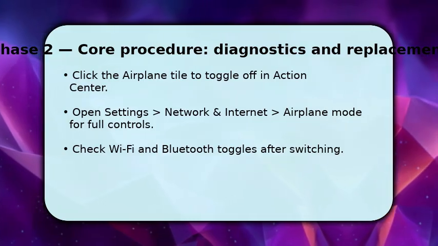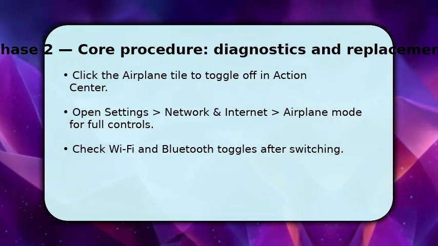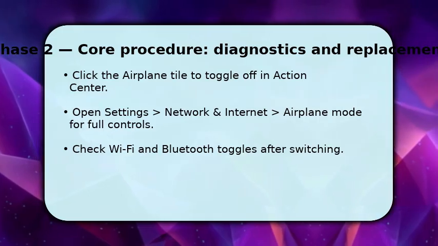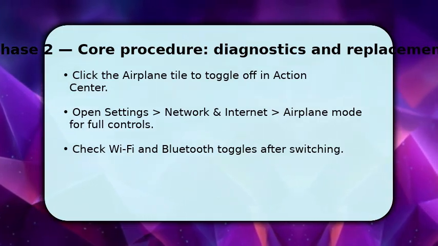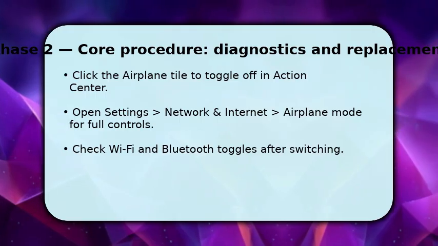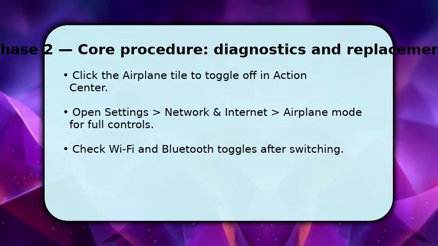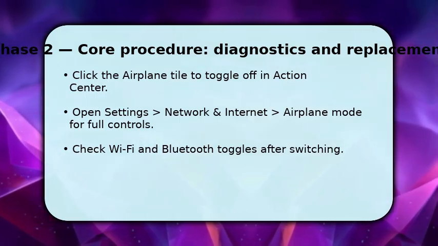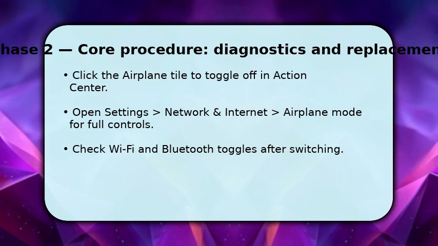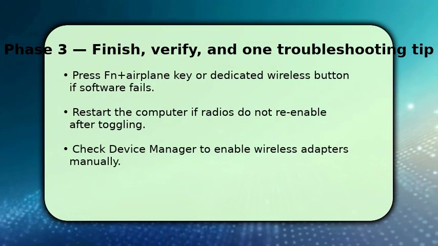When you toggle here, Windows reinitializes the adapters, so wait a few seconds while devices reconnect and IP addresses renew automatically. If software switching doesn't work, use the hardware option. Press FN plus the airplane key or the dedicated wireless button to clear the radio block.